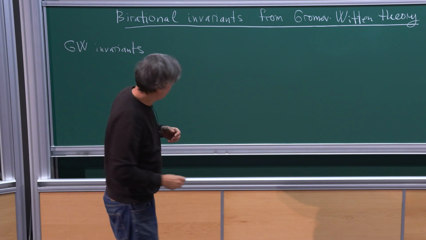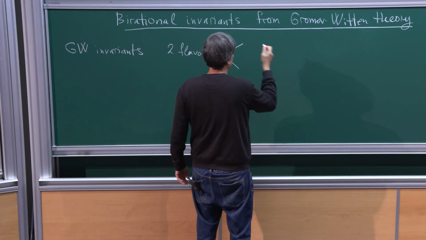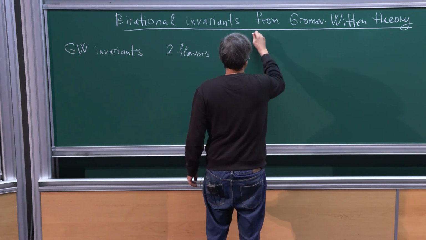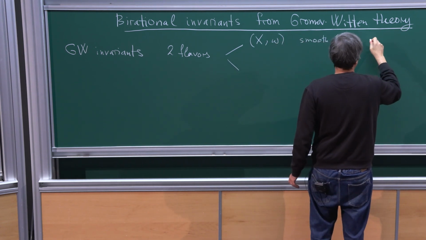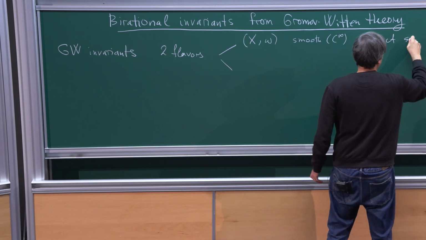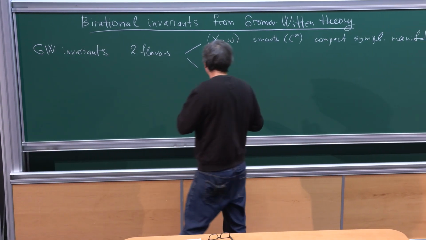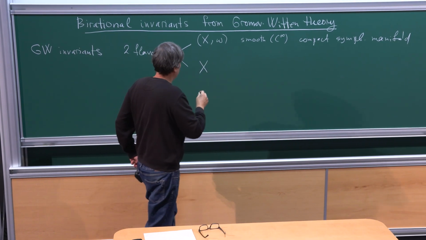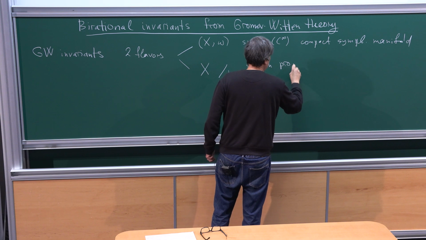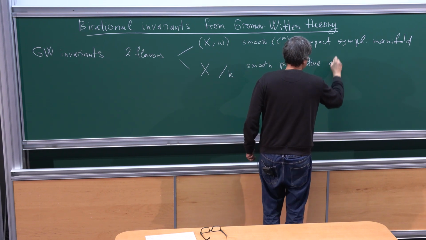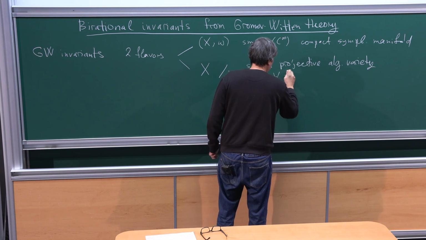they come in two flavors. You can define it for either a smooth, compact symplectic manifold, or you can define it, I denote by the same letter X, for a smooth projective variety. And K could be any field.